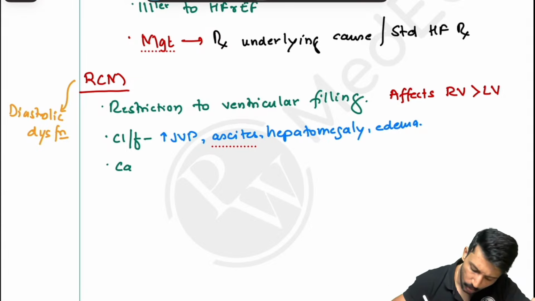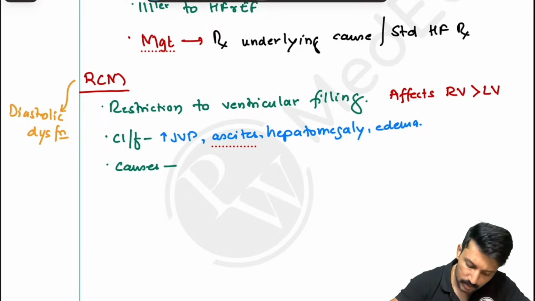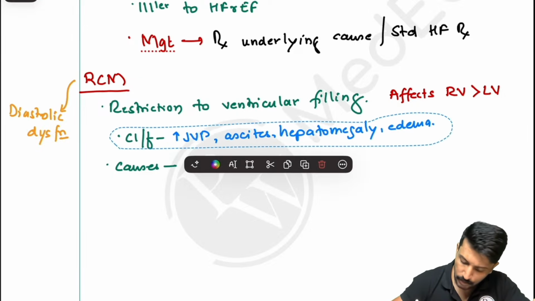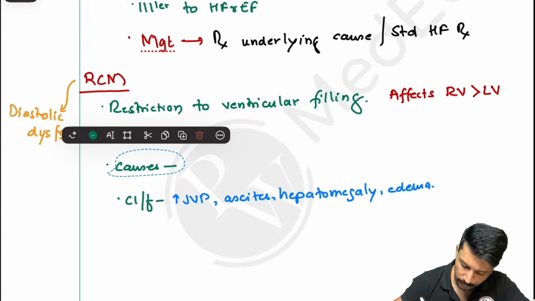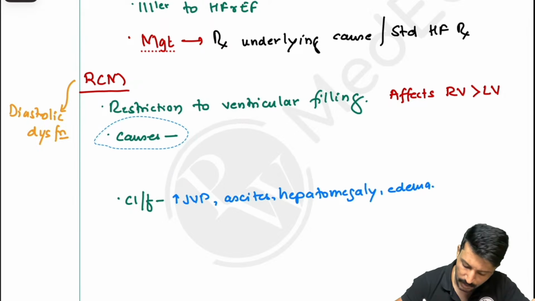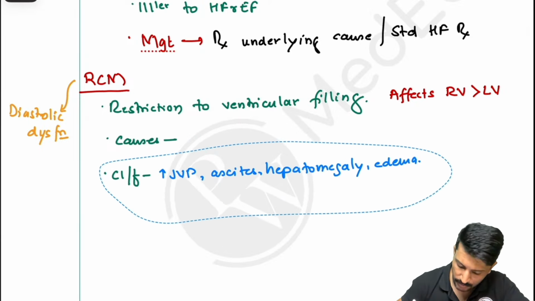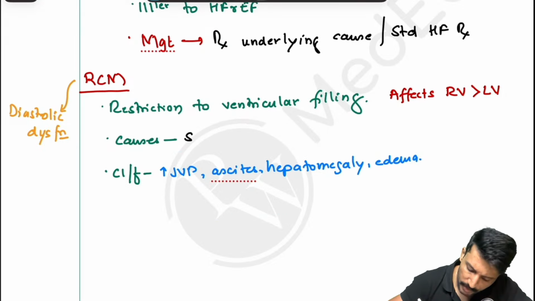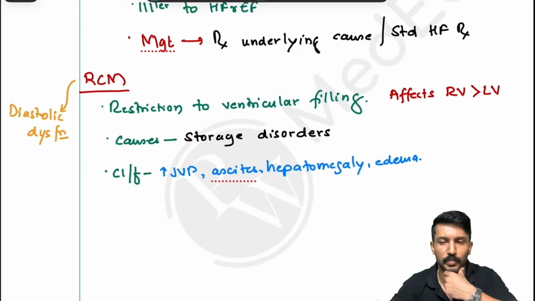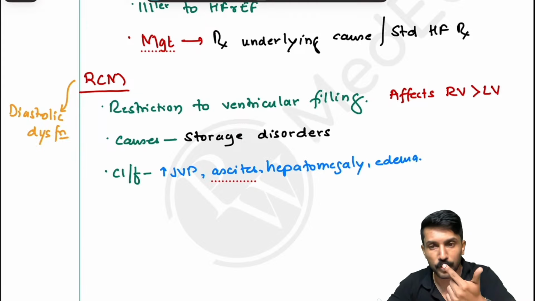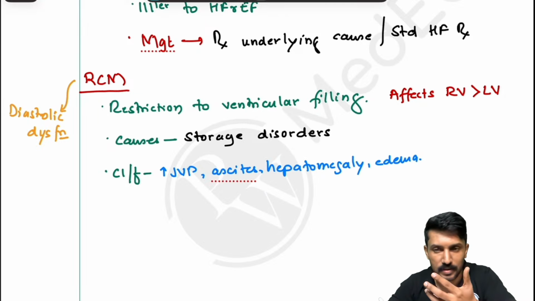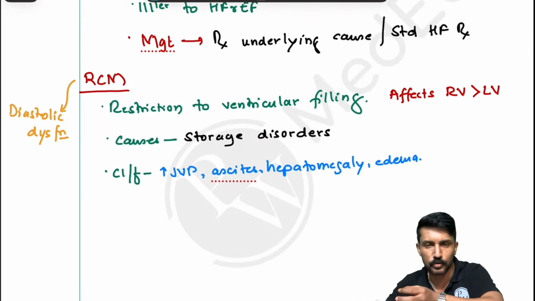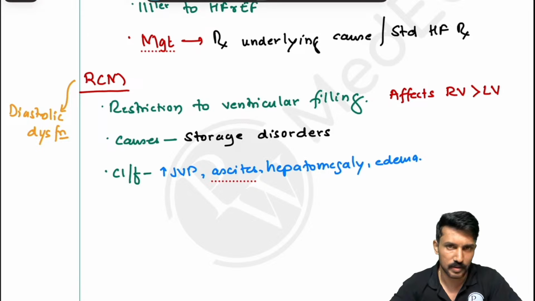If you ask me what can cause this, the causes are mainly storage disorders. If I store abnormal substances in the cardiac muscle, it may not be able to relax well during diastole and I will have a filling defect. Storage disorders. I'm not going to make a list of them. Biochemistry sir would have given you a list of storage disorders that are associated with restrictive cardiomyopathy. I can just quote a few examples: amyloidosis, hemochromatosis, von Gierke's, Pompe's disease, a lot of glycogen storage disorders, lipid storage disorders. They can present with cardiomyopathies.